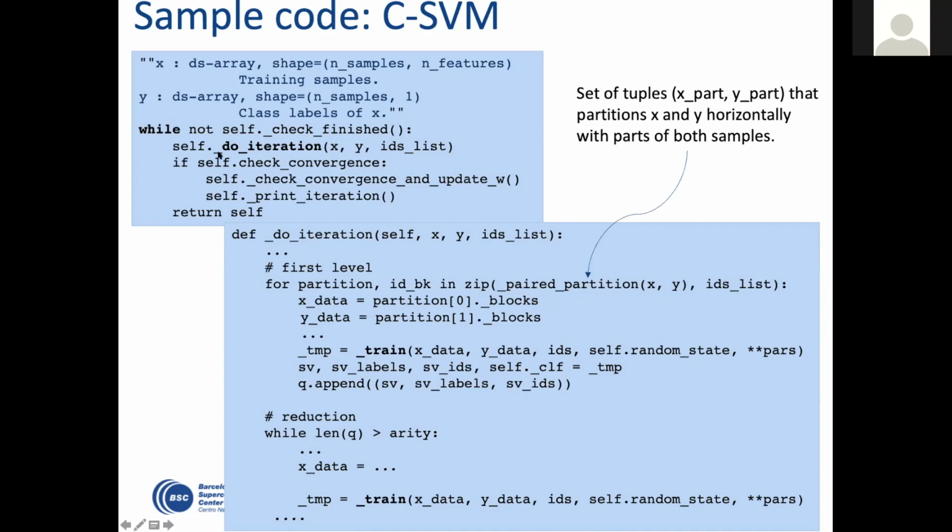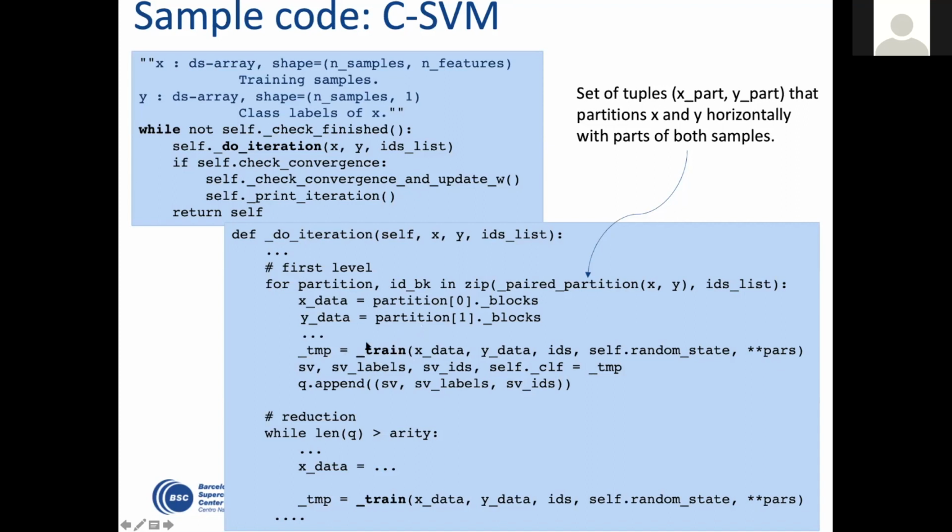This is the main code, in the first block on the left. You see we have this check finish, which will be the convergence factor. Until this is met, we do these iterations, and then we check the convergence. So this iteration is what is done inside the while. It first partitions the data: we pass the inputs X and Y and partition them into different blocks. Then it creates tuples of a part of X and a part of Y, and this is what is passed inside this for loop, and then passed to this train function.